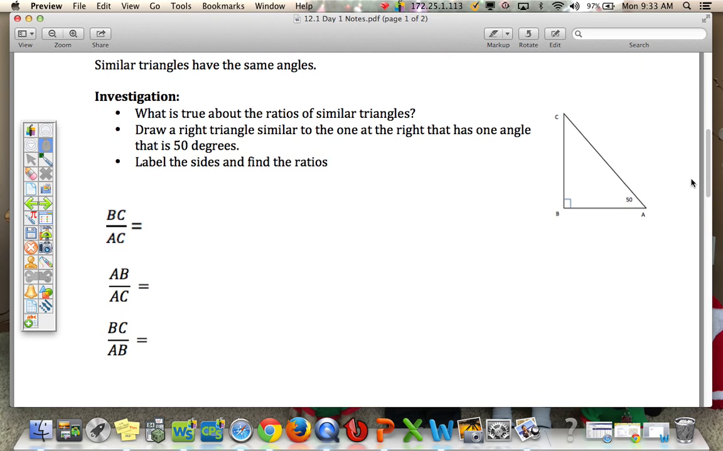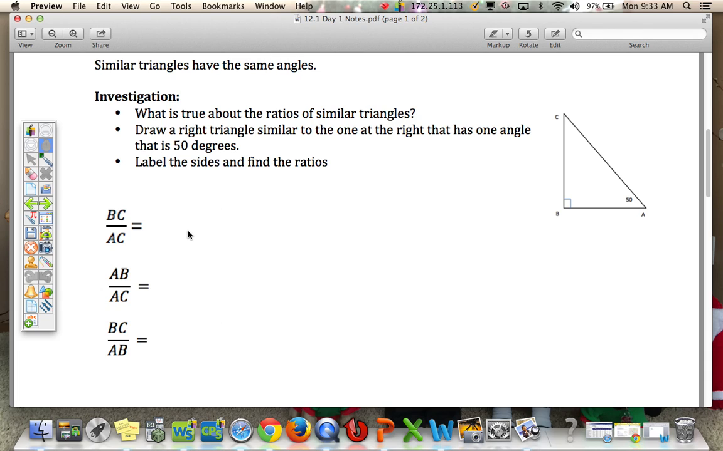What is true about the ratios of similar triangles? Draw a right triangle similar to the one at the right that has one angle that is 50 degrees and one that is 90. Label the sides and find the ratios. So in class we're going to do this. We're going to each draw a triangle of different side lengths that have a 50 degree and a 90 degree, and the other angle has to be 40 degrees since there's 180 degrees in a triangle. And we're going to compare the ratios.